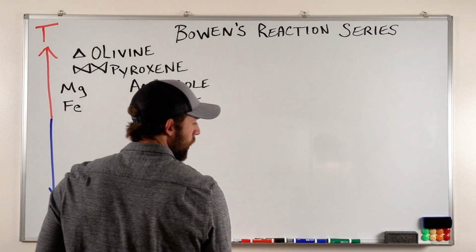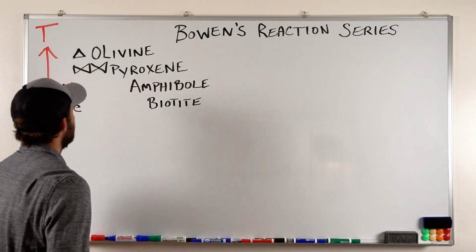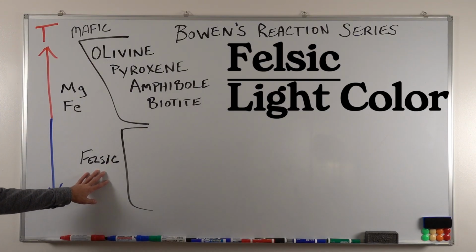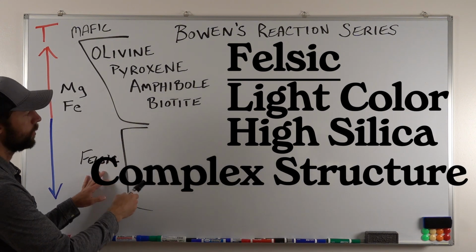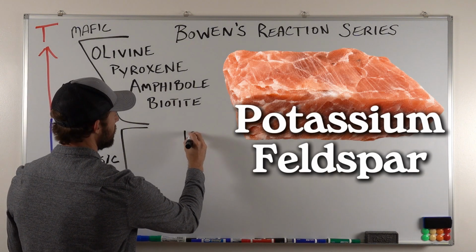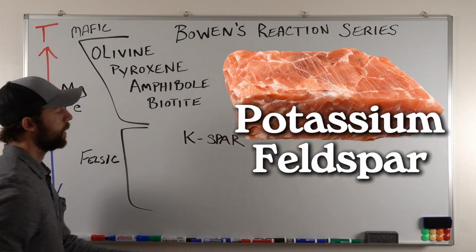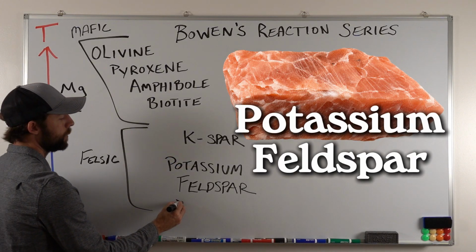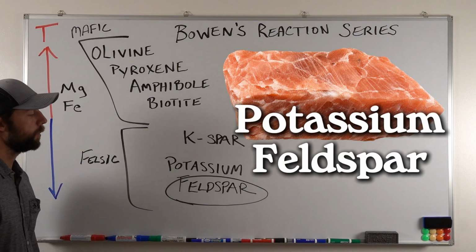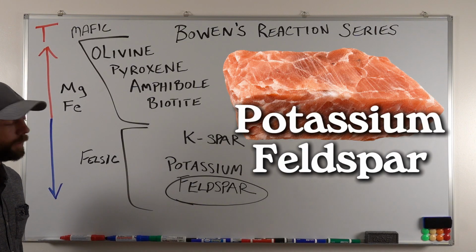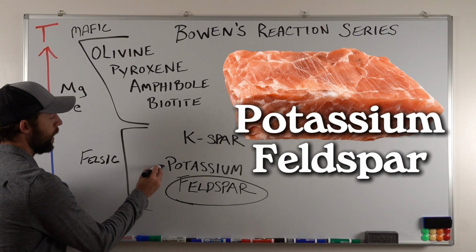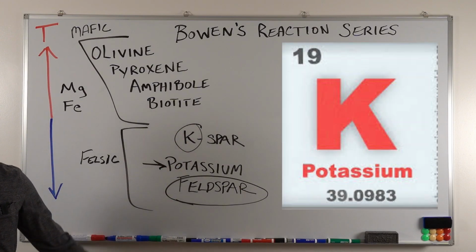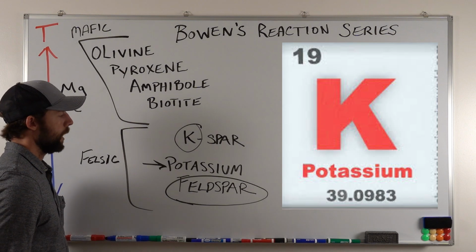This guy figured it out. Okay, so then after biotite, we're gonna get into our felsic. So remember, these are lighter in color, higher in silica, more complicated crystal structures. The next one to form is potassium feldspar. I'm gonna write K-spar because it's easier. Just know that this means, that's a weird name, but feldspar is probably the most abundant rock forming mineral on Earth. It's freaking everywhere. This variety is potassium rich. K is potassium on the periodic table. That's why we call it K-spar.